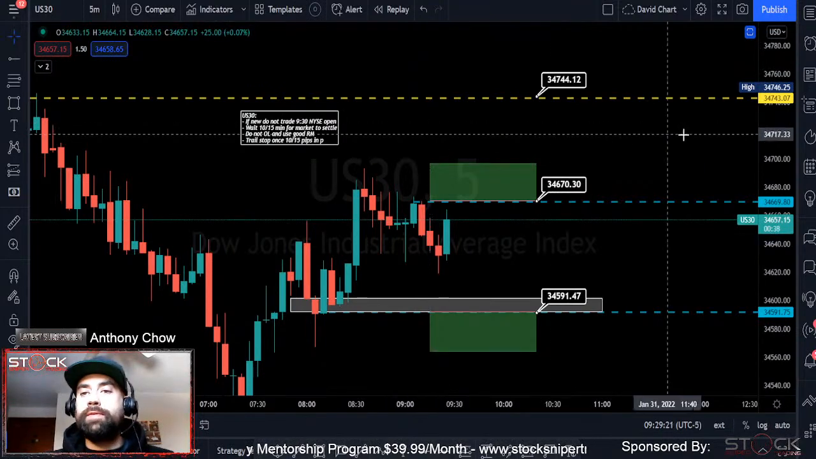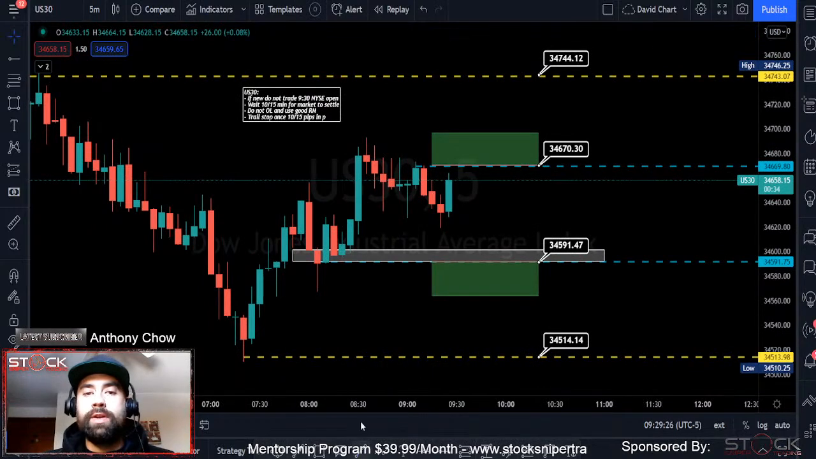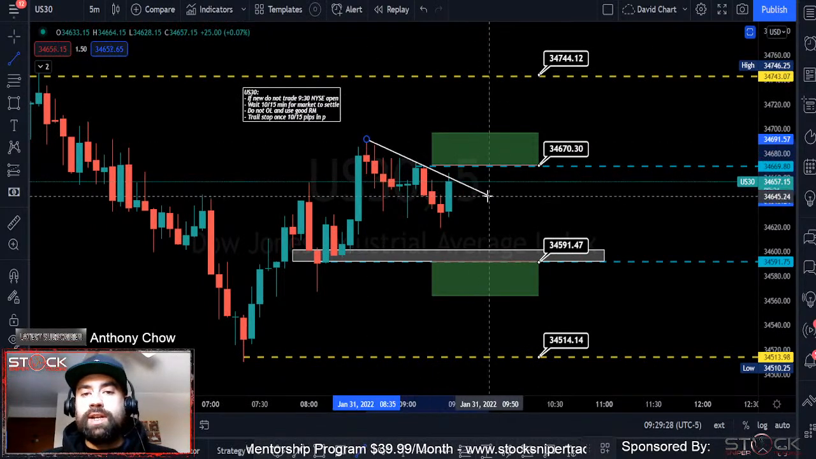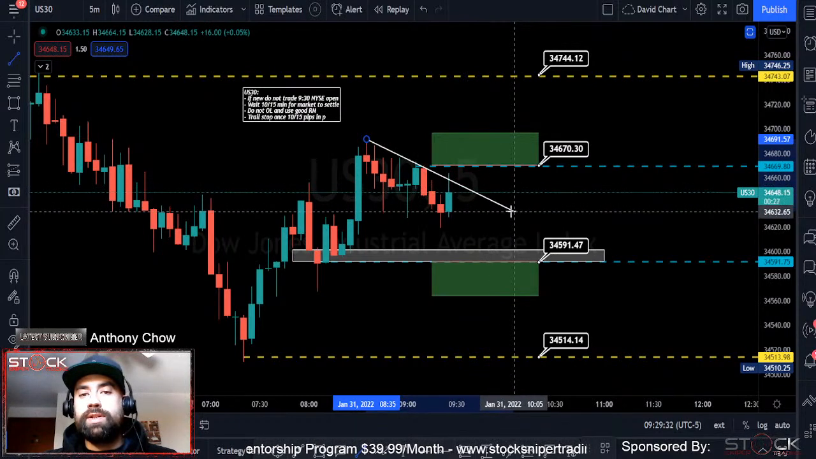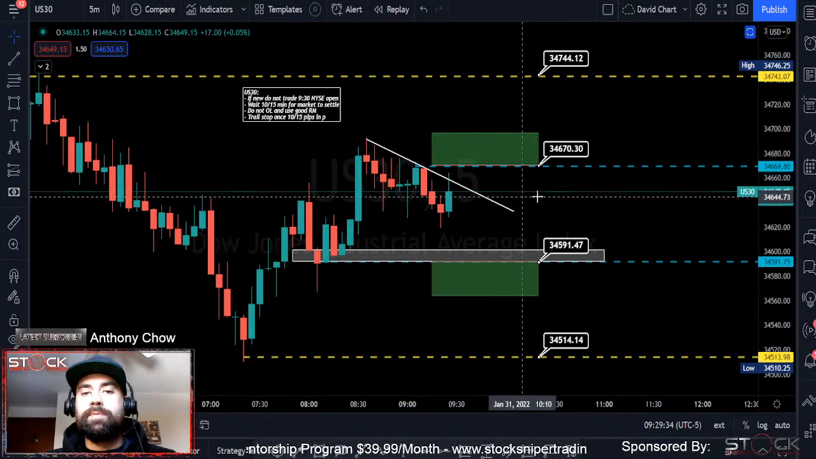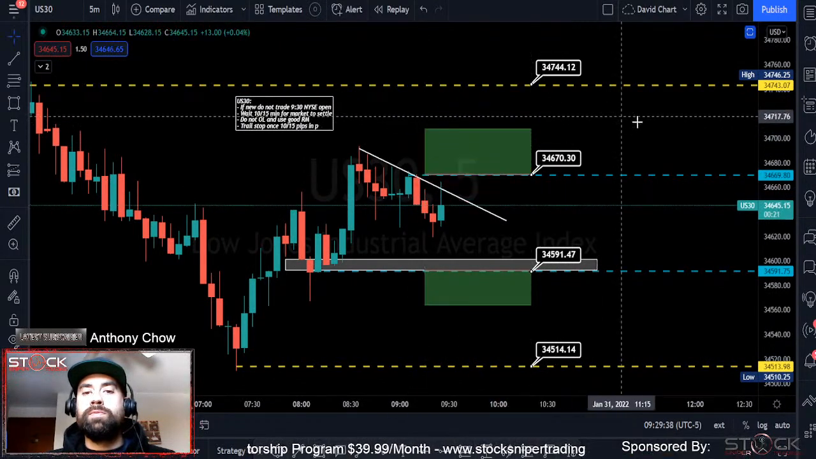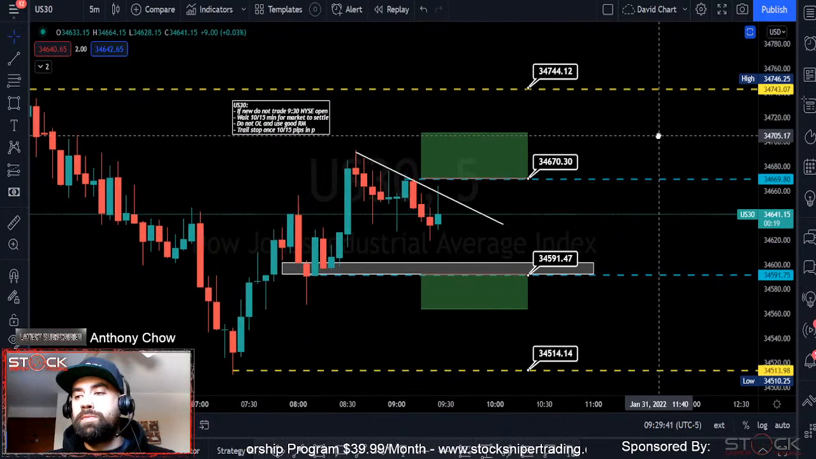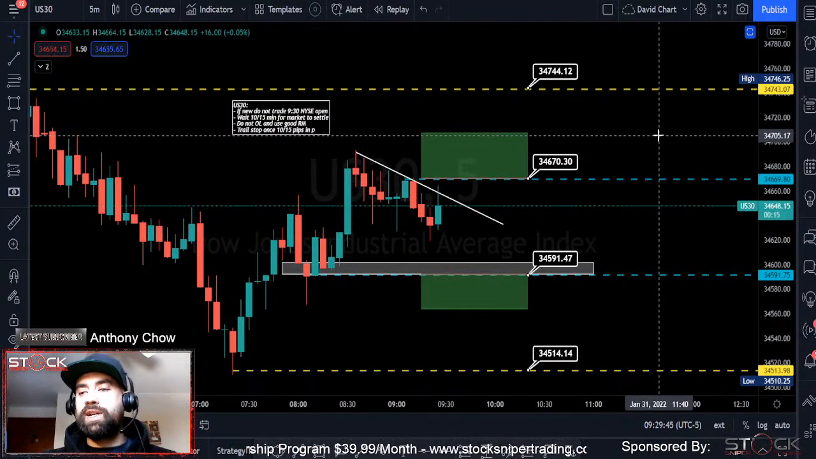Okay, guys, we got US 30 for the first one here. Okay, we'll monitor Nasdaq as well, but we have US 30. Nice steady downtrend here. Okay, so we're going to see what's going to happen based on this. 16 seconds, guys.